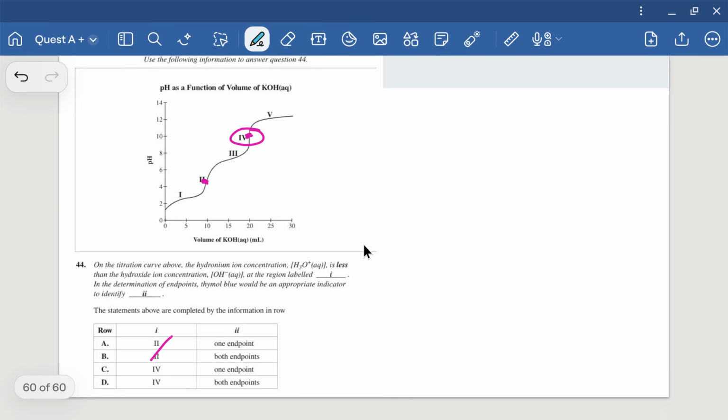And then lastly, about thymol blue, what would be the determinant of the thymol blue indicator to identify both endpoints? We want to show that we do have more than one. Oh, wait a minute, but that one would only show that last one and not before. So we would need more than one indicator.